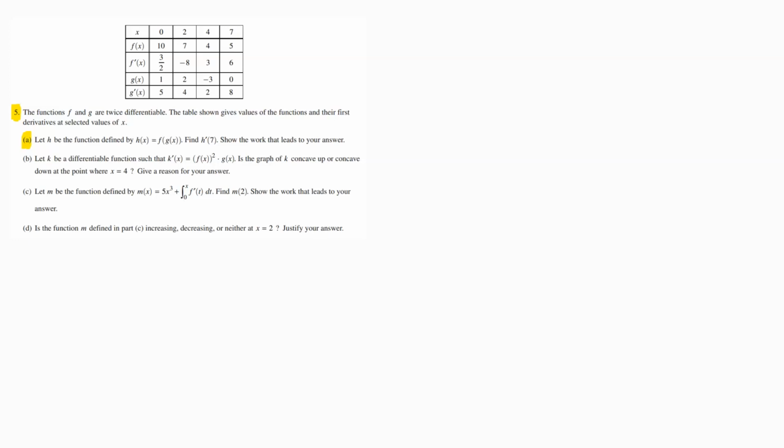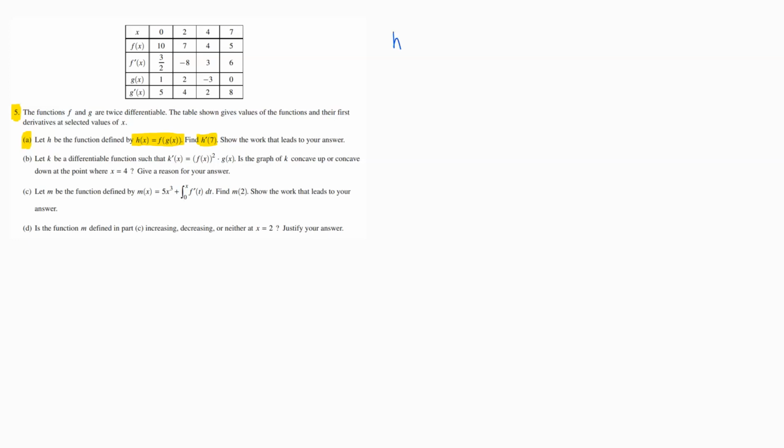Okay, so this problem starts us off with a table of values up above. I'm sure we'll use it at some point, but we just want to note that it's there. Then part A says let h be this function here, h of x is equal to f of g of x, and they want us to find the derivative of h at x equals 7.